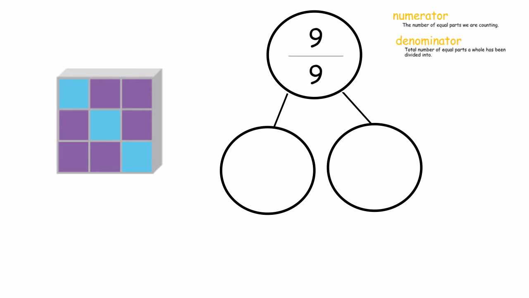Here we've still got 9 equal parts, so our denominator will still be 9. 3 out of those 9 pieces are blue. What fraction of the square is shaded blue? 3/9. 6 of the squares are purple. 6 out of 9. What's the fraction? 6/9.